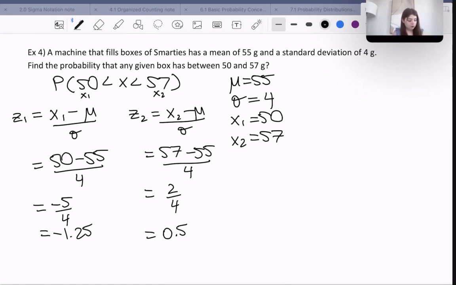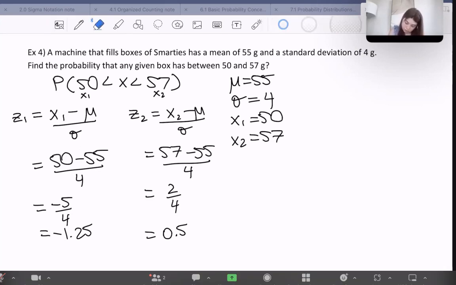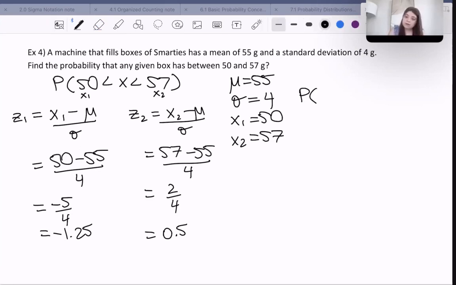So what are we looking for here? Basically, what we're looking for here is the probability that our Z score is between negative 1.25 and 0.5. Oh, sorry, I shouldn't put X here anymore. I should put Z, right? Because we calculated that these are the associated Z scores. These are the Z scores associated with the Smartie box having between 50 grams and 57 grams, given what we know. Very good. Okay, so let's do that.